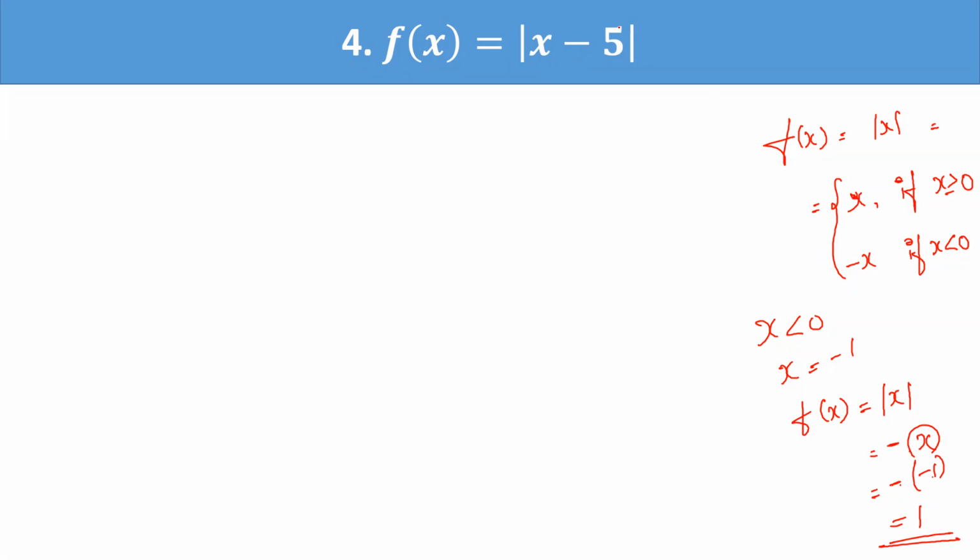Similarly, you have to define the function over here. So can anyone tell me how we can define the function? Okay, I will write the function, you just give me the values. So f of x is equal to mod x minus 5. I will define the mod function as x minus 5 and minus of x minus 5.